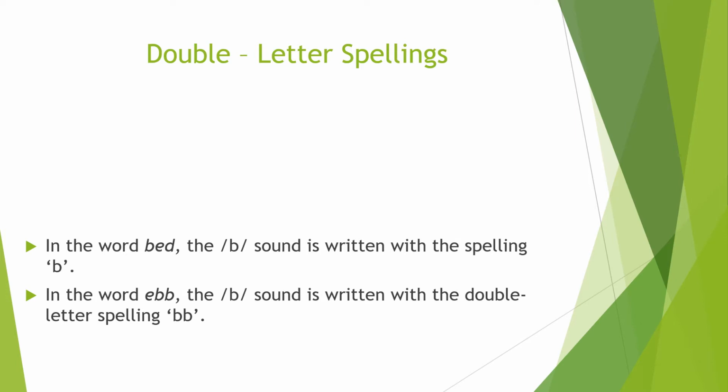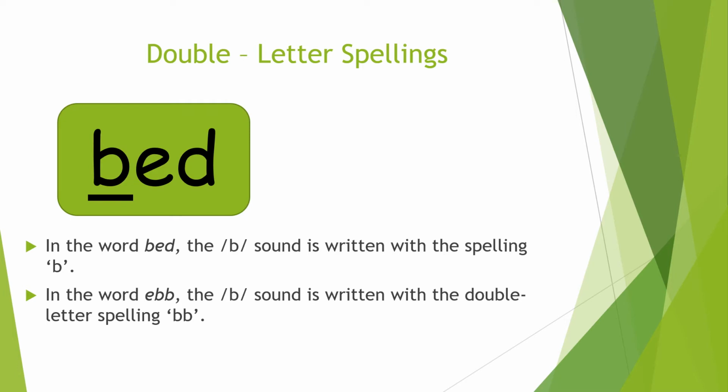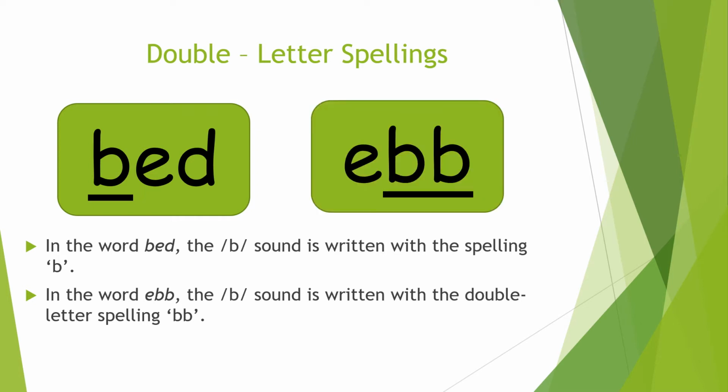Let's take a look at some examples of the B sound within words. Look at this word. This is the word bed. The B sound is written with the spelling B. You just see one B underlined here. Now take a look at this word. This is the word ebb. Ebb is a make-believe word or a nonsense word. In the word ebb, the B sound is written with the double letter spelling BB that you see underlined here.